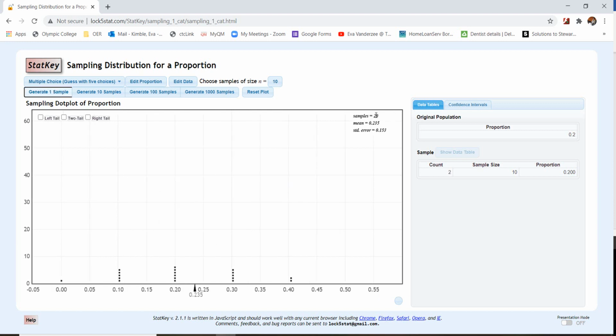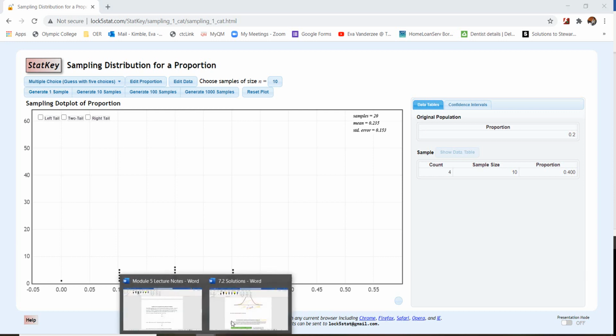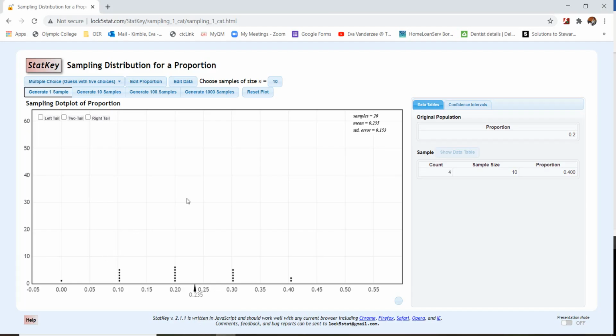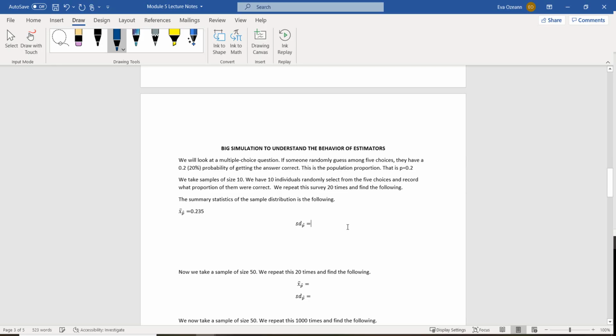Okay, and finally I finish and I have 20 samples. Now, if I take all of these samples and I average them, they're going to have an average of 0.235. And they're going to have what's called a standard error of 0.153. So let's go back and answer those questions. We repeated the survey 20 times. The summary of the sampling distribution is as follows. This is the distribution of all of our samples, all 20 samples. The average was 0.235, and the standard deviation was 0.153.